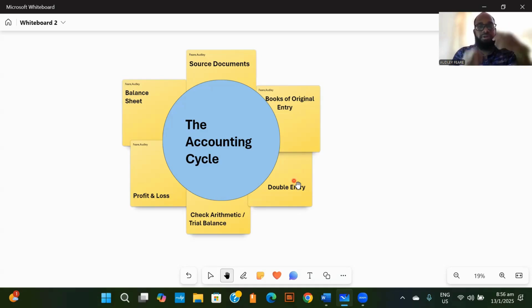So when you did your T accounts, when we move on from double entry or ledgers to the check arithmetic or the trial balance, we're checking to see if our double entry was actually correct. Then we move on to our financial statements, which is the profit and loss first, and then the balance sheet. So you must understand this. So we're going to do this part now, the books of original entry.